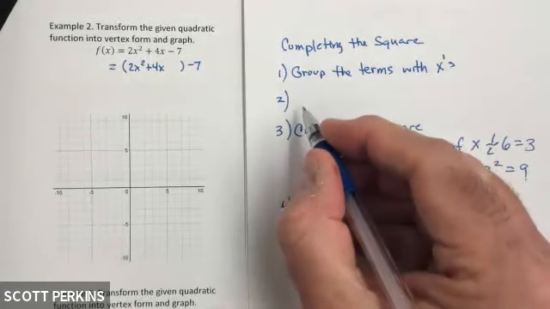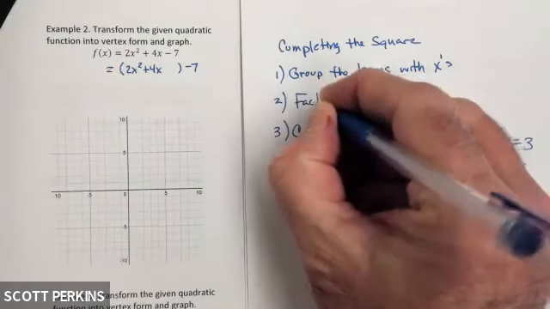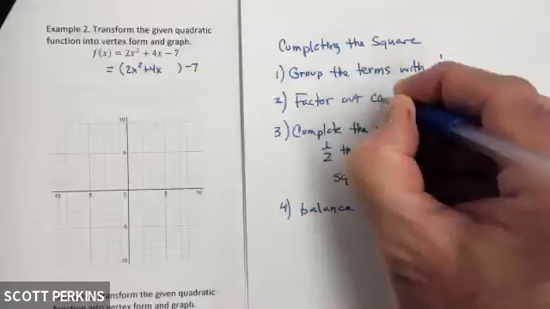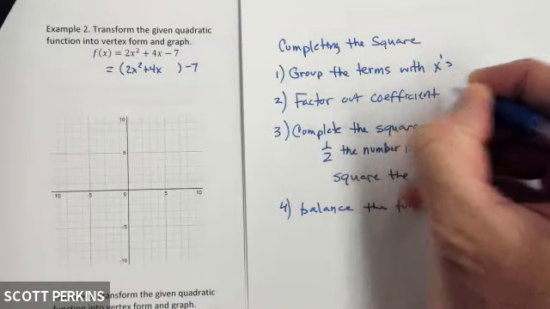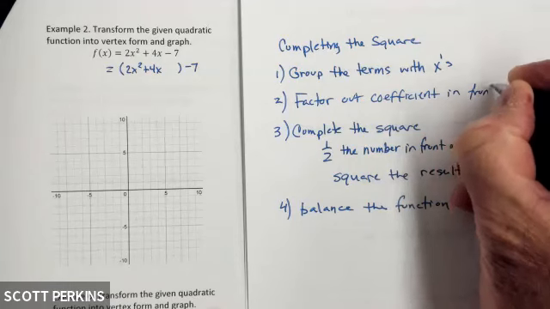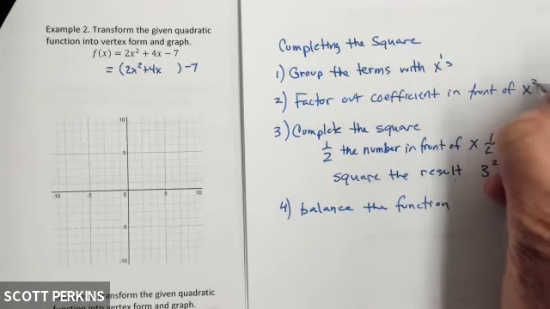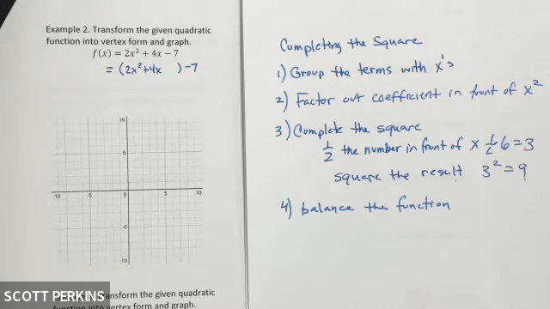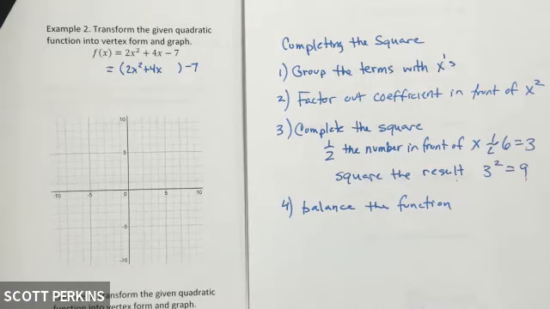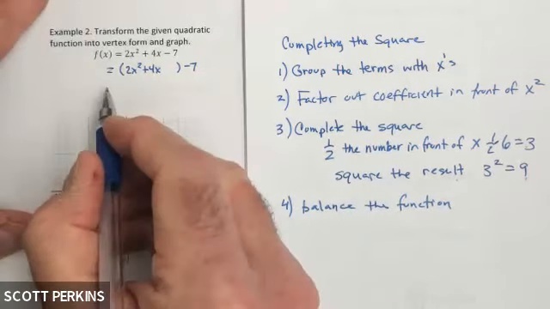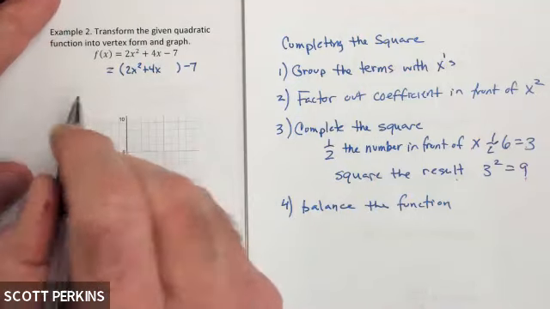So what we have to do now, this second step, is you factor out the coefficient in front of the x. Oh, I'm sorry, in front of the x squared. You factor out the coefficient in front of the x squared. In order for completing the square to work, you have to have a 1 in front of the x squared. Otherwise, it's just a multiplication nightmare. So on this problem, what that means is this 2 that I have right here in front of the x squared, I'm going to factor it out.